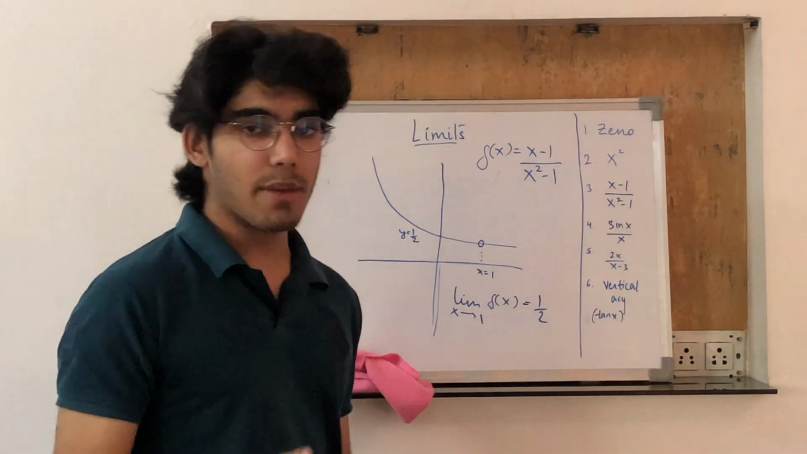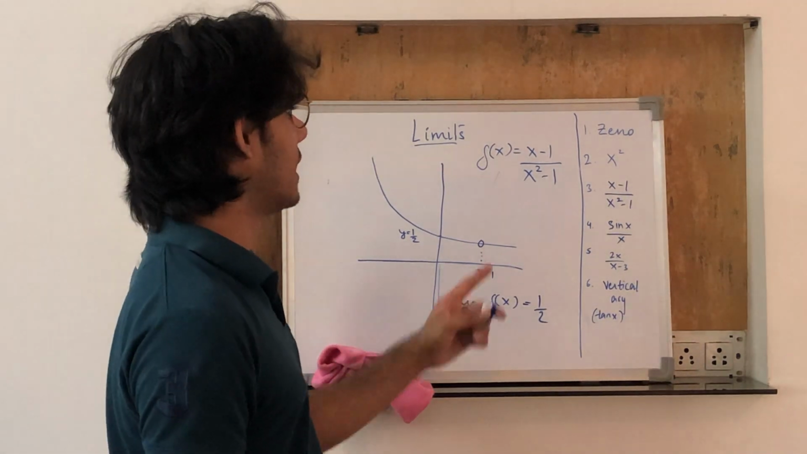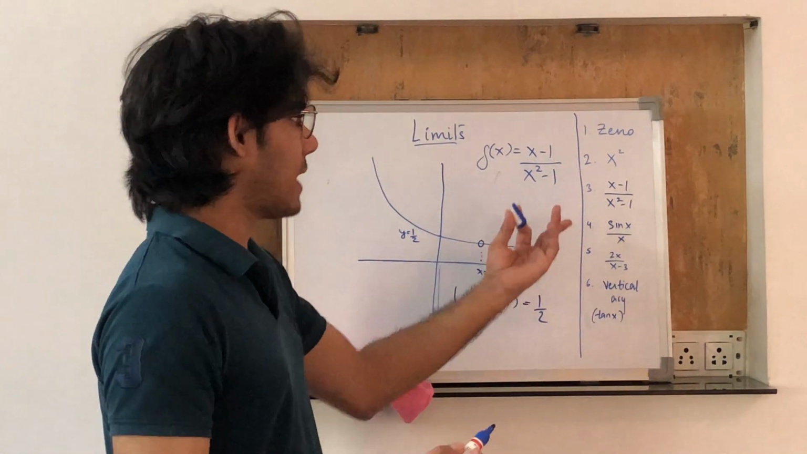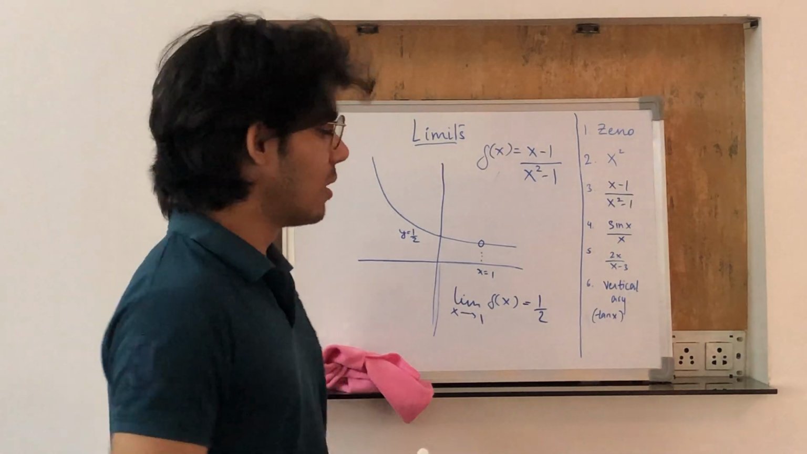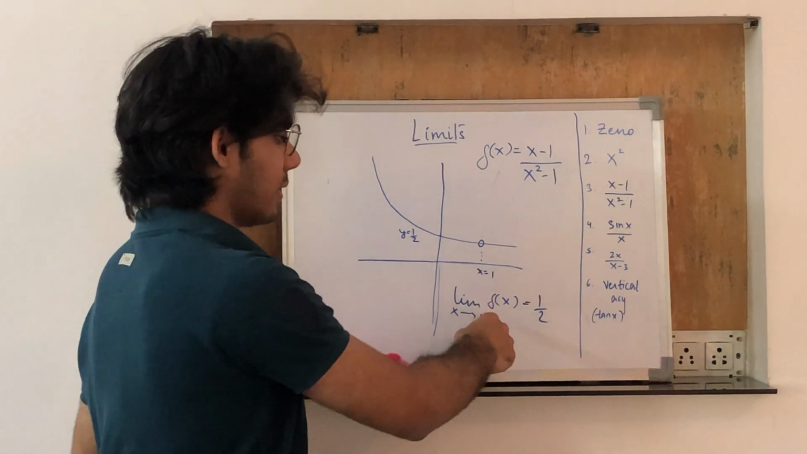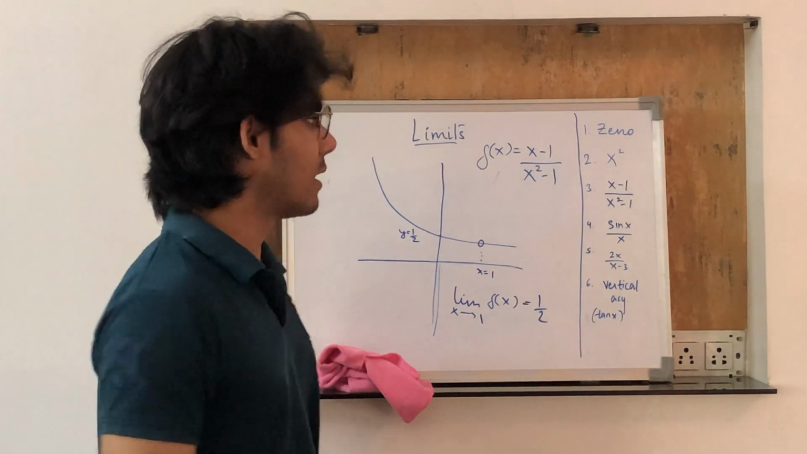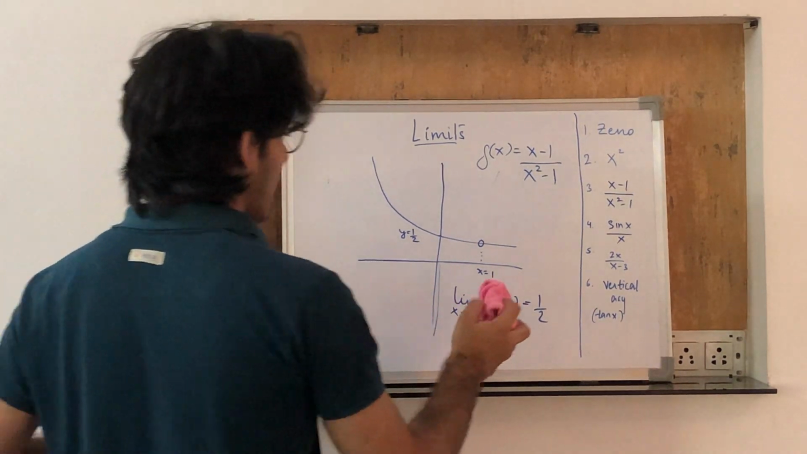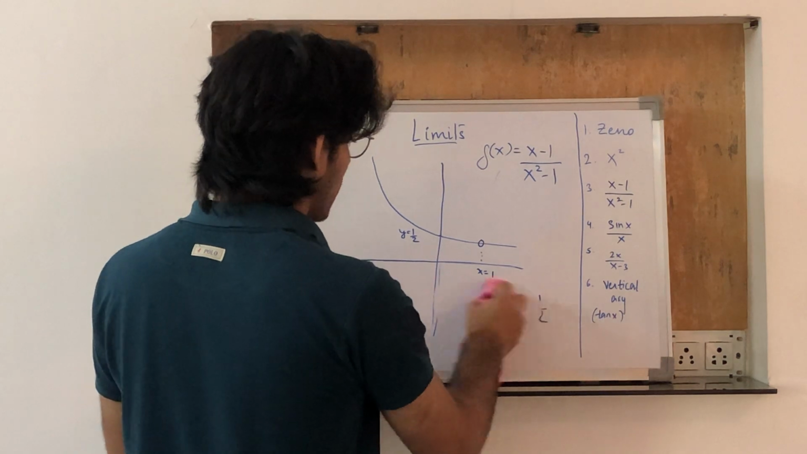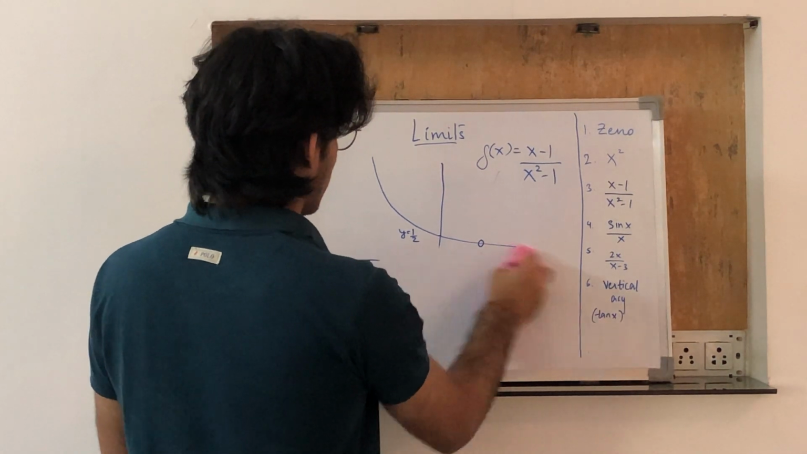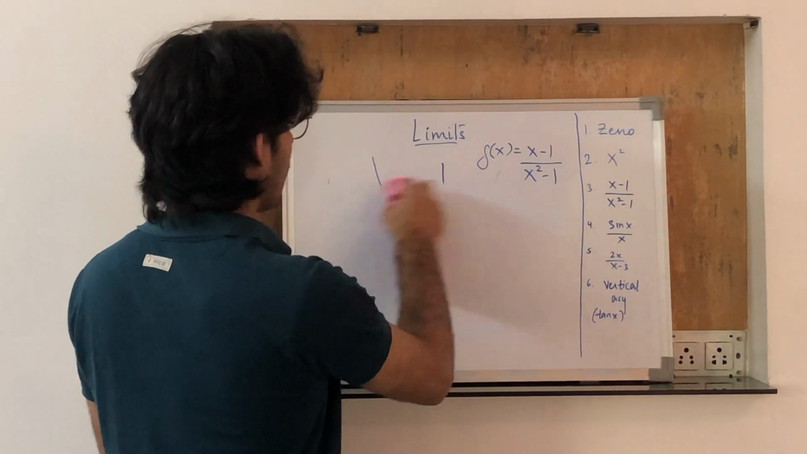But you cannot make the same claim for f of 1, right? Because that's going to give you 0 over 0. We're going to get into how this works and what's the algebra behind this. We're going to get into that a little later. But before that, let's look at one last function before we discuss a different concept.